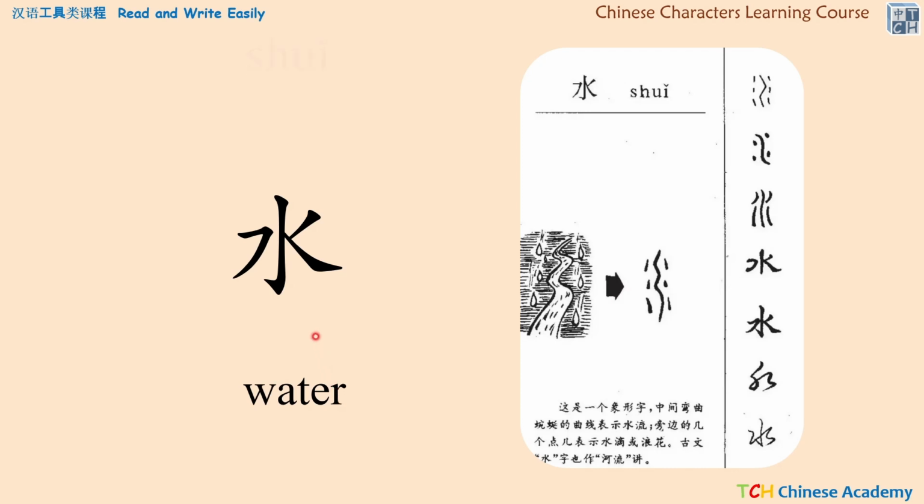So this is 水, 水. Look at all the forms of the character 水. At the very beginning, it looks like this and then goes all the way to this.